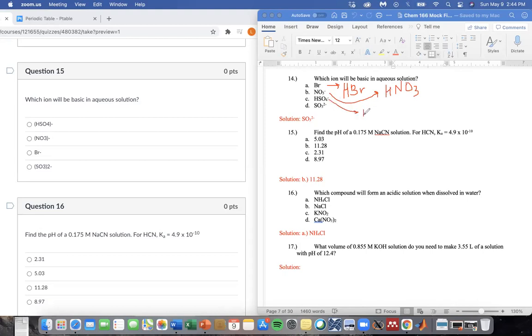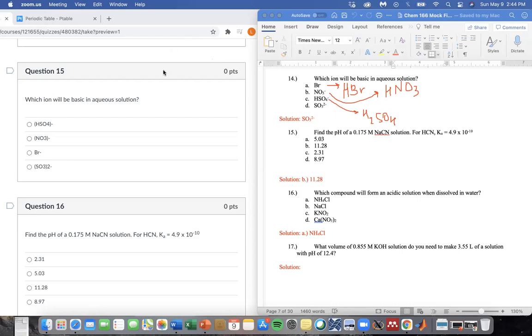And then H2SO4 is also a strong acid, and so HSO4 minus, once it loses one of its protons, it's totally okay to hang out in the solution by itself after the first ionization. It will not be basic. It'll actually be kind of acidic because it has another H that it could theoretically lose.